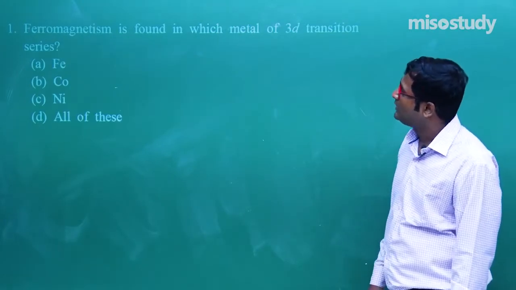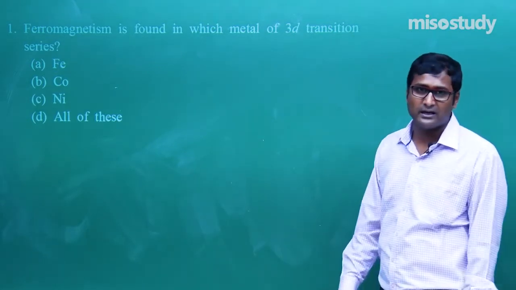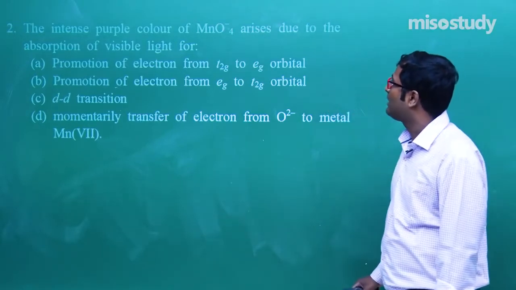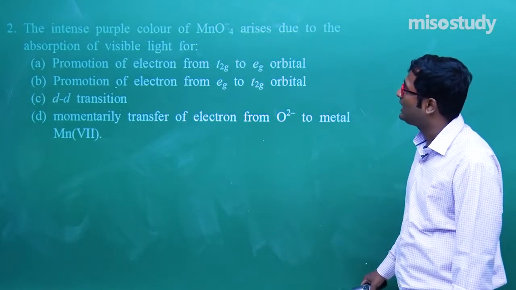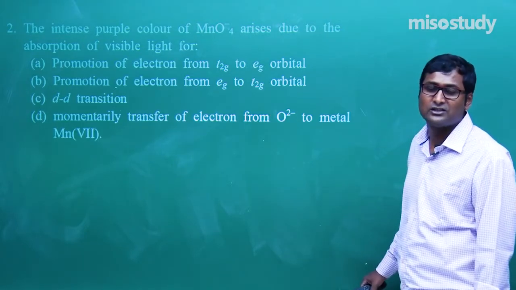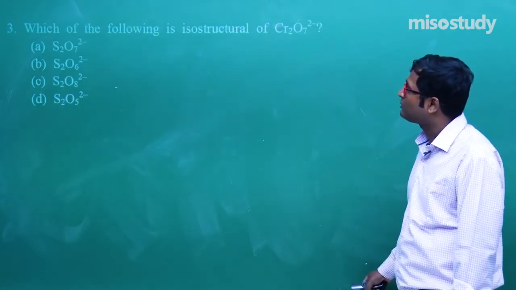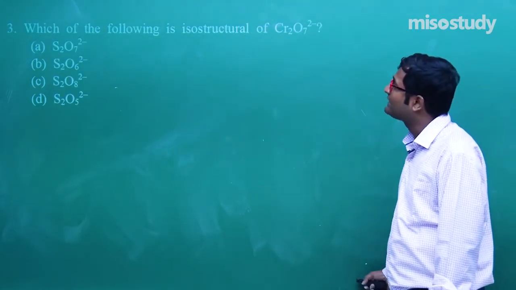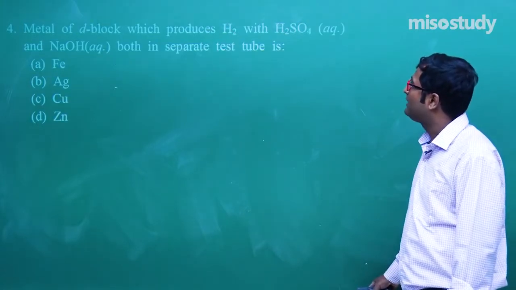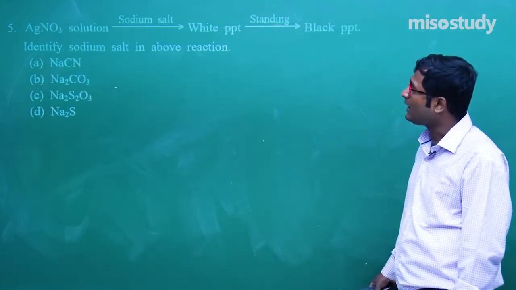Now review the section. Check out the questions again. For question number 1, what is the option? D is the option: Fe, Co and Ni all are ferromagnetic in nature. Yes sir. For question number 2, the intense purple color of MnO4 minus arises due to the absorption of visible light. In this case, as we know, there is no d-d transition, it is charge transfer. So D is the correct option. Now for question number 3, isostructural Cr2O7 2 minus, A is the correct option. Metal of d block element, as I know, Zn is the simple explanation.